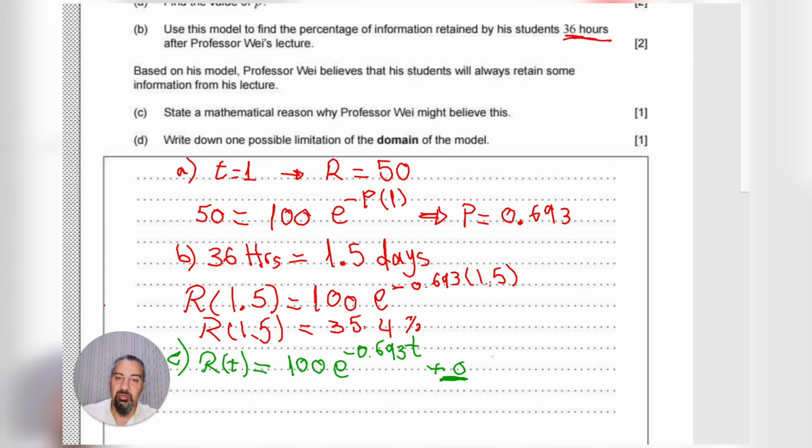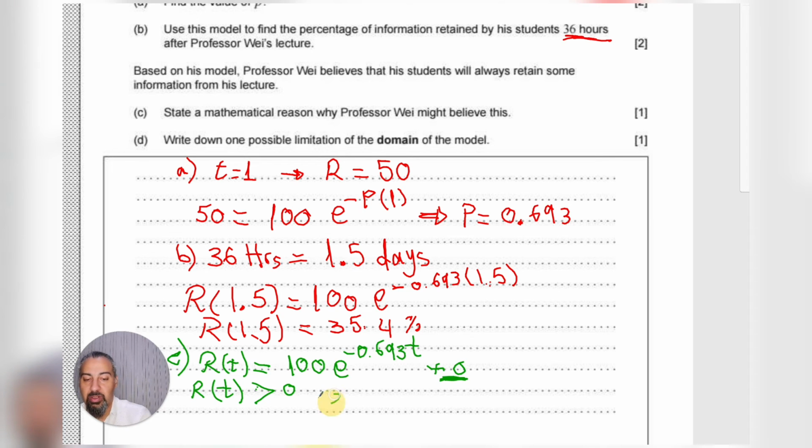Because the horizontal asymptote is 0, it means that the value of R will never be 0. It will always be above 0, because this is the horizontal asymptote. It means the function will never reach 0. That's why he believes they will always remember something, because R will never be 0. So we might say R of t is more than 0. So this is the mathematical reason.